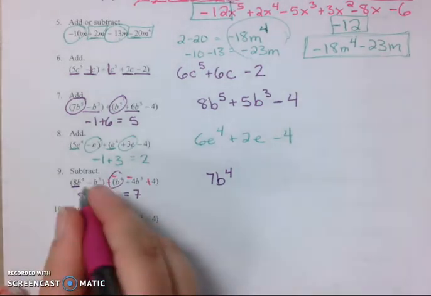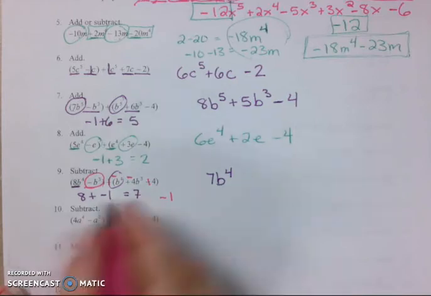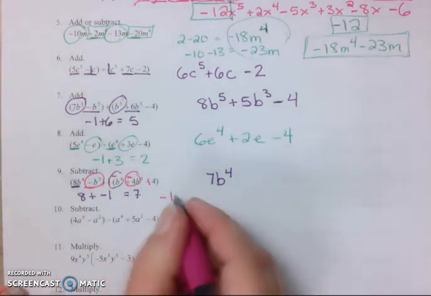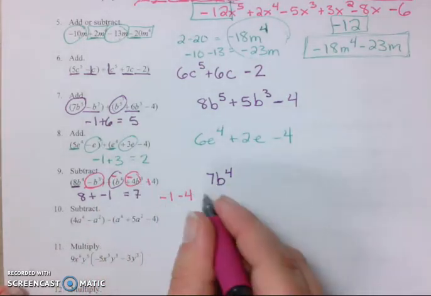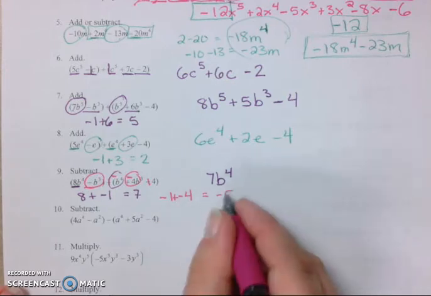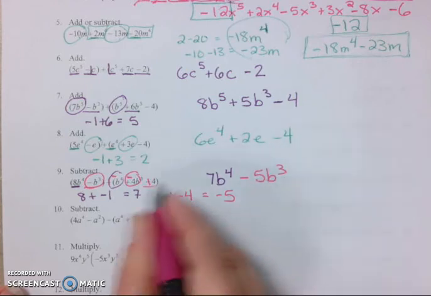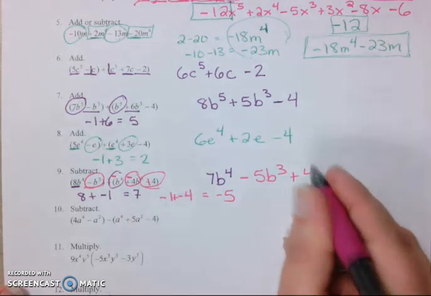And then I have negative 1 b to the third minus 4, or plus negative 4. Same thing, gives you negative 5. So negative 5 b to the third, and then this says plus 4 at the end.